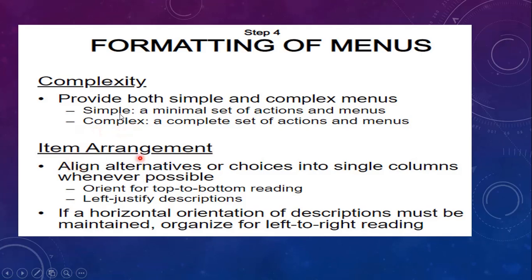And next is item arrangement. How you have to arrange the items on the menu. Align the alternatives or choices into single columns whenever possible. As much as possible, please keep the choices in a single column itself, and orient your menu from top to bottom. Always we read from top to bottom, so that's why your orientation also has to be in that format, that is top to bottom approach.